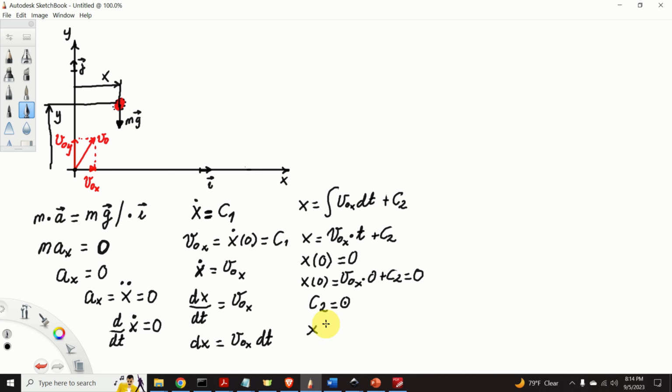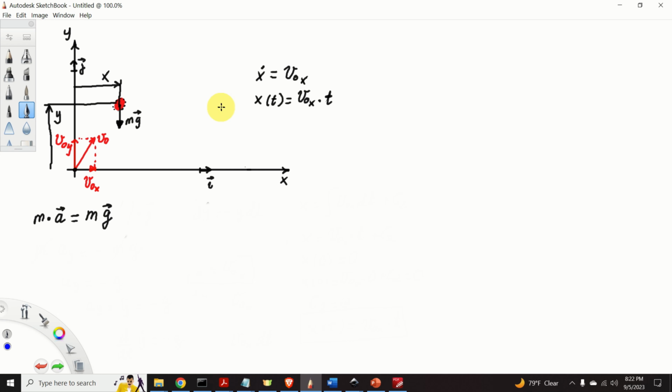And finally, x of t is v0x times time. Here is x of t, and over here is x dot of t. We solved A and B problems for x and x dot. Since I want to keep this video tutorial as clear as possible, I had to erase the derivation that was over here, and consequently I only wrote the final result that's given over here.